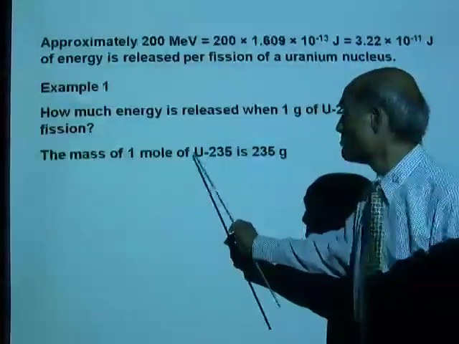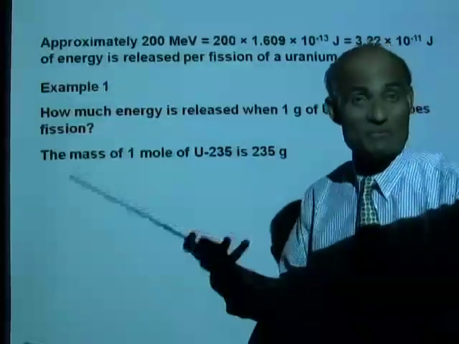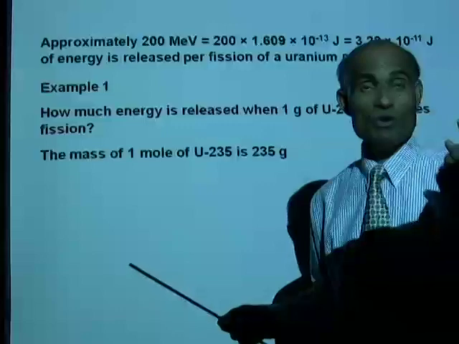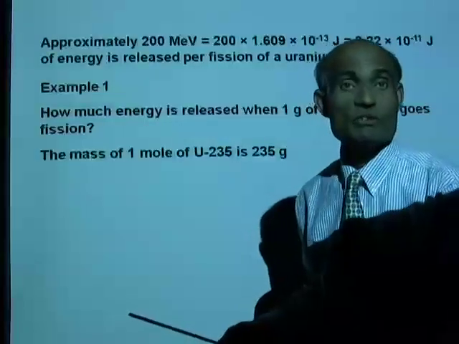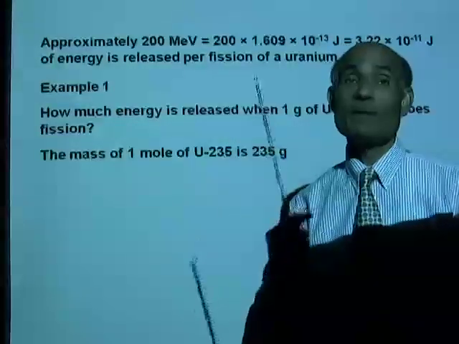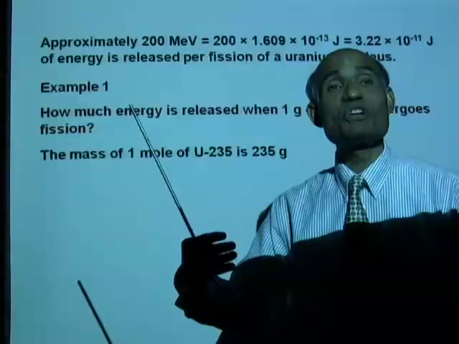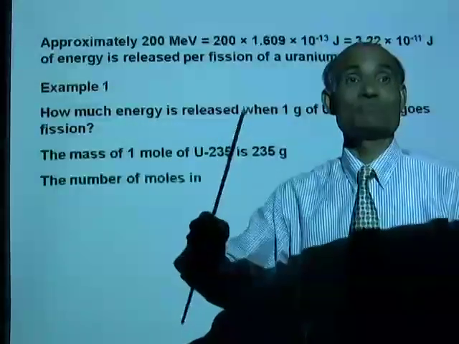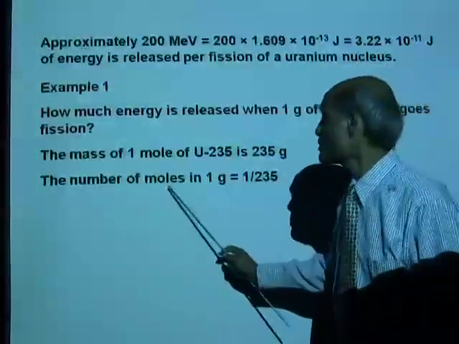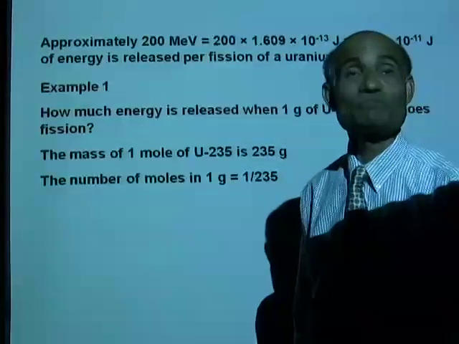The mass of 1 mole of uranium-235 is 235 grams. That's the definition of a mole. So 1 mole of uranium-235 contains 235 grams. That means 1 gram is 1 over 235 of a mole. So the number of moles in 1 gram is 1 over 235.